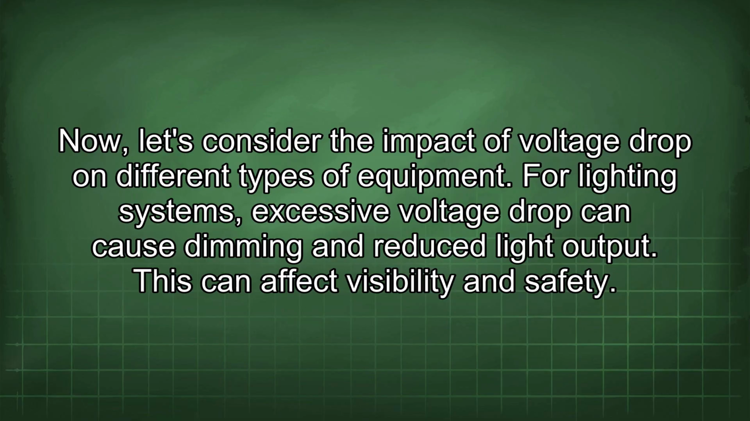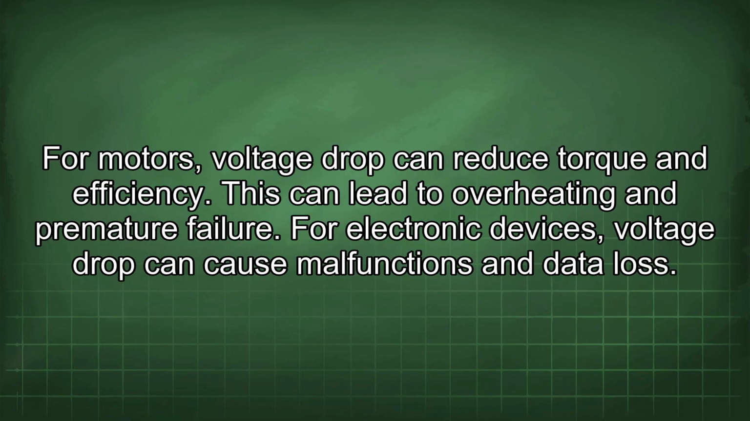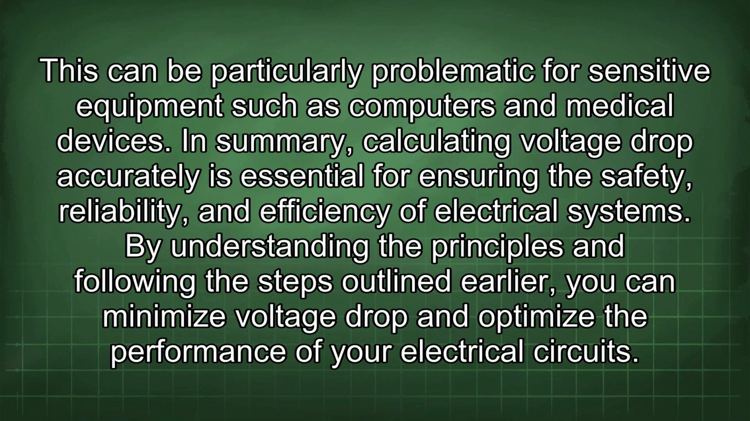Now let's consider the impact of voltage drop on different types of equipment. For lighting systems, excessive voltage drop can cause dimming and reduce light output. This can affect visibility and safety. For motors, voltage drop can reduce torque and efficiency. This can lead to overheating and premature failure. For electronic devices, voltage drop can cause malfunctions and data loss. This can be particularly problematic for sensitive equipment such as computers and medical devices.